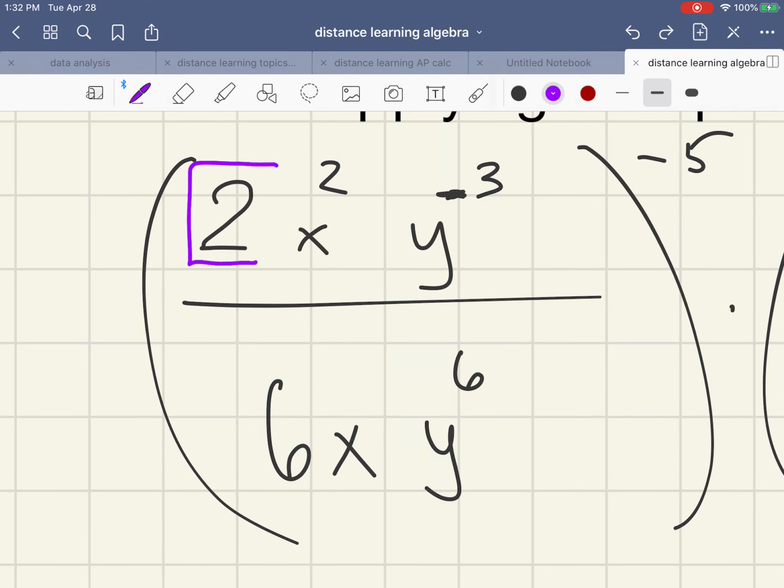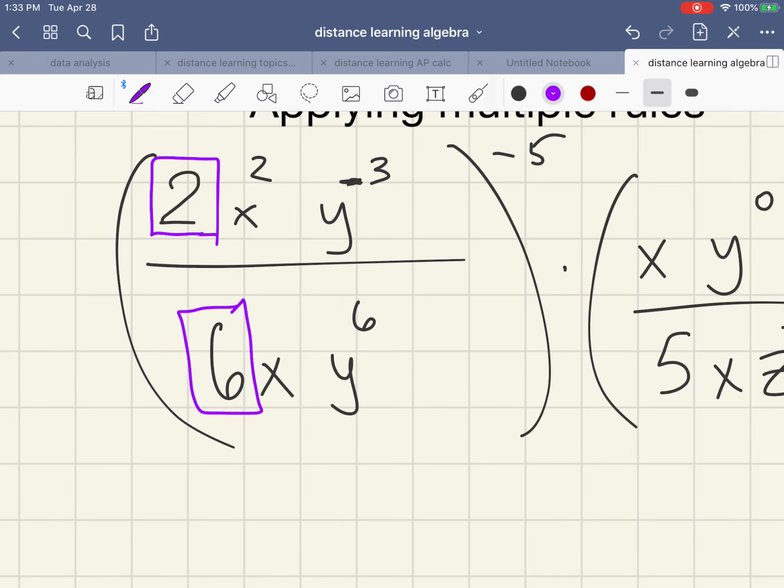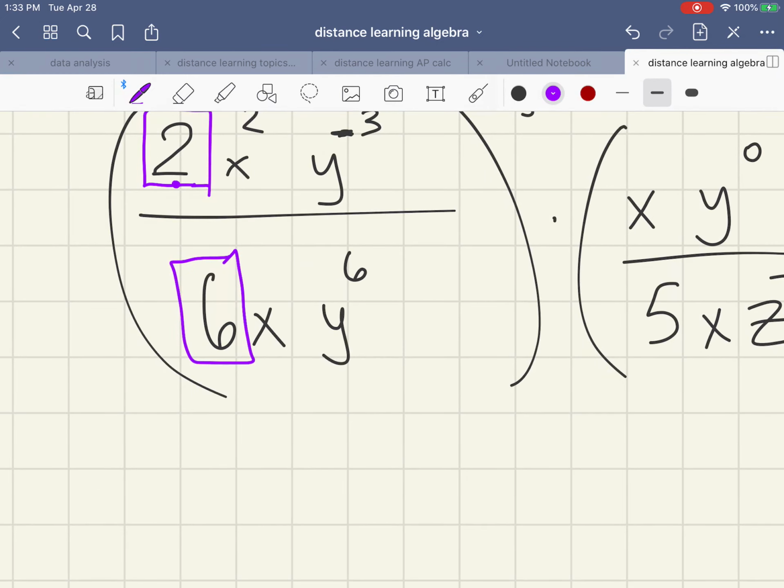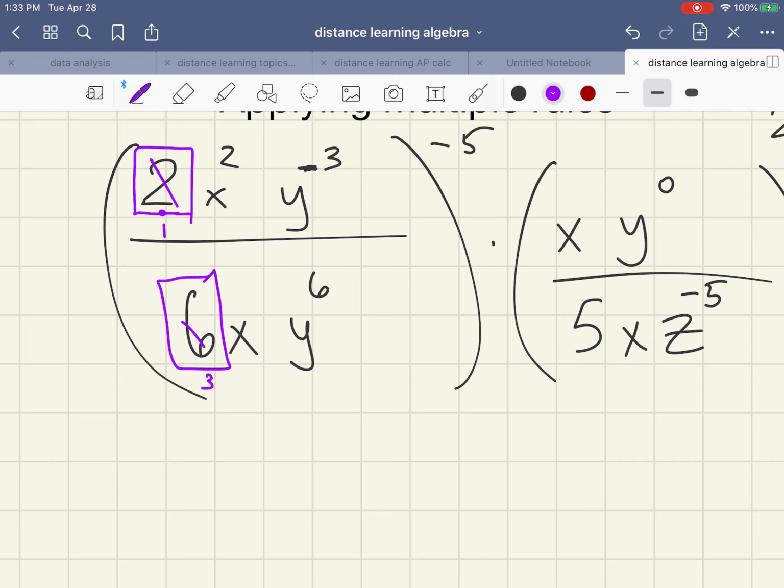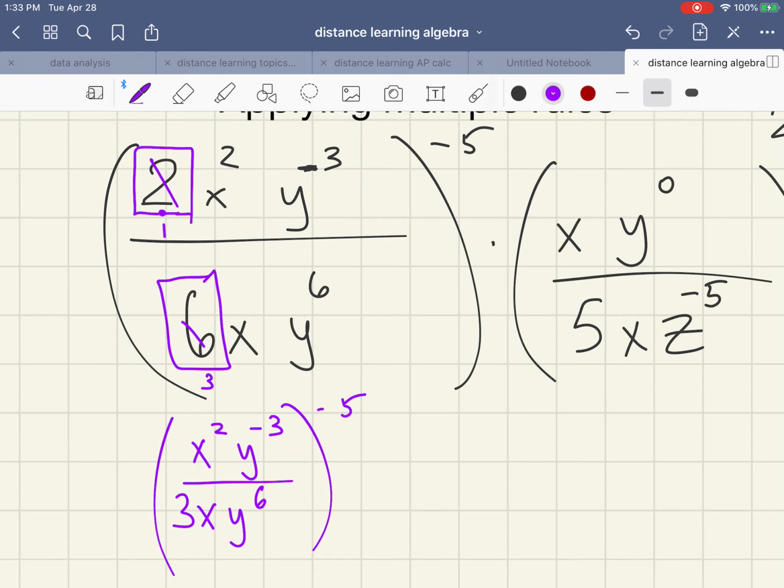First thing I notice is I've got a 2 and I've got a 6. And I know I'm going to be able to reduce that. That's just basically a fraction, right? So 2 goes into 6 3 times. So the 2 is going to go away. It's going to become a 1, and the 6 is going to become a 3. So I'm essentially dividing each of those by 2. I don't need the 1 anymore, so now I'm down to x squared y to the negative 3 over 3x y to the positive 6. So that would be step 1 there.